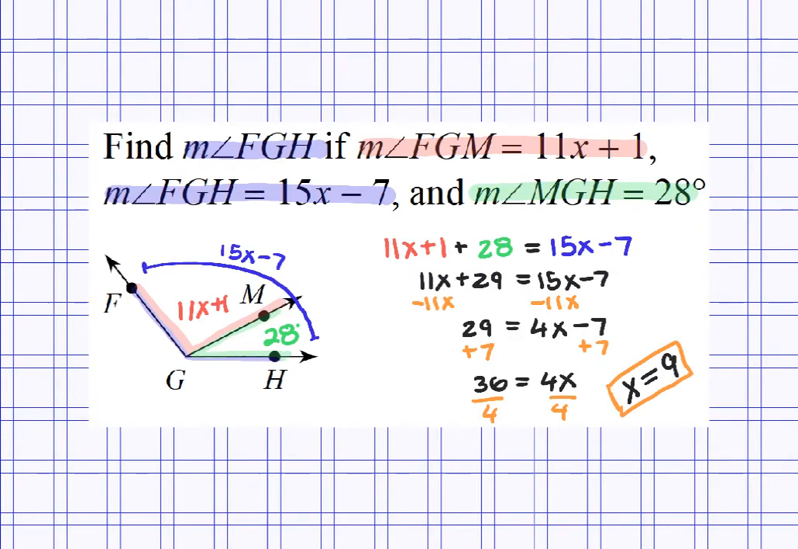After solving for x, I have to make sure that I plug it back in to the corresponding value that they're asking for. So here I know that I'm looking for the measure of angle FGH, so I need to plug in my value for x into 15x minus 7. This gives us a final result of 128 degrees.